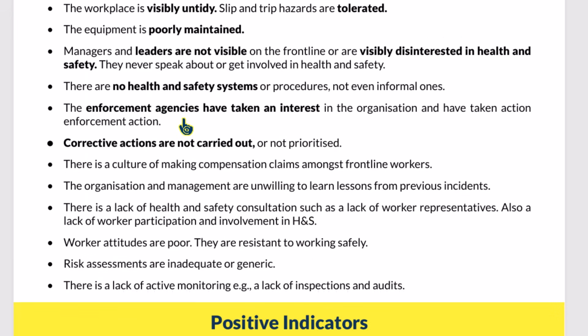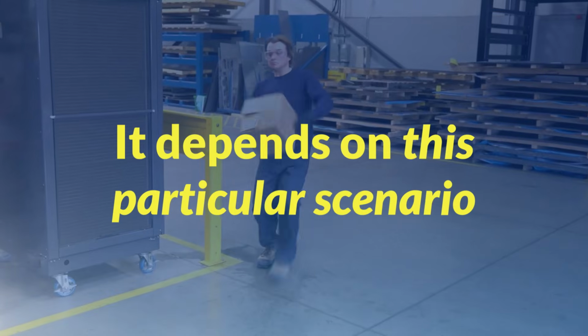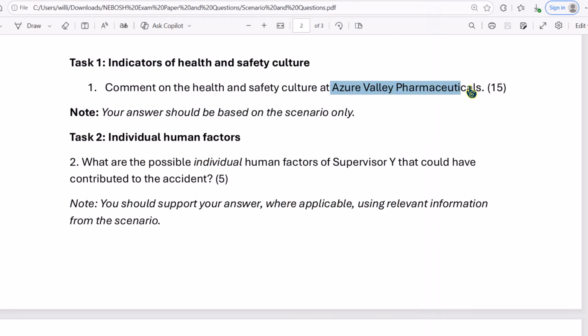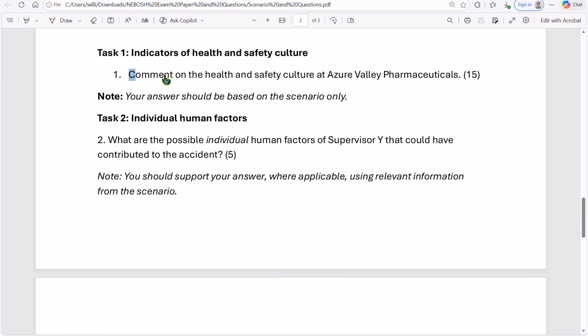But that is not necessarily the answer to this particular question. Some of these points here may be relevant, but obviously it depends on this particular scenario, because in this particular scenario, we may have different signs of a good and bad culture. And also this isn't asking us for the signs of the culture, it's asking us just to give our opinion on what the culture is like.